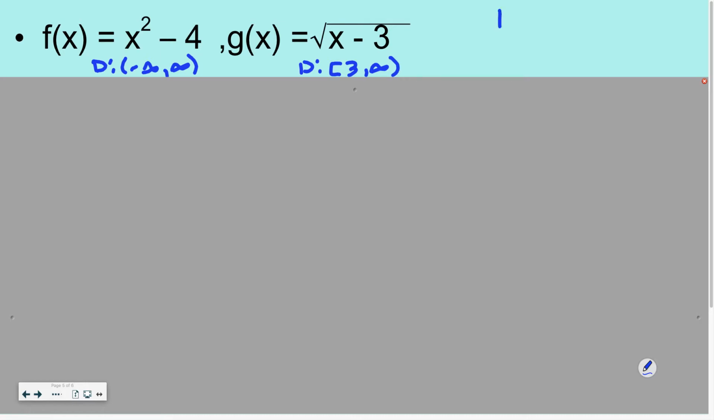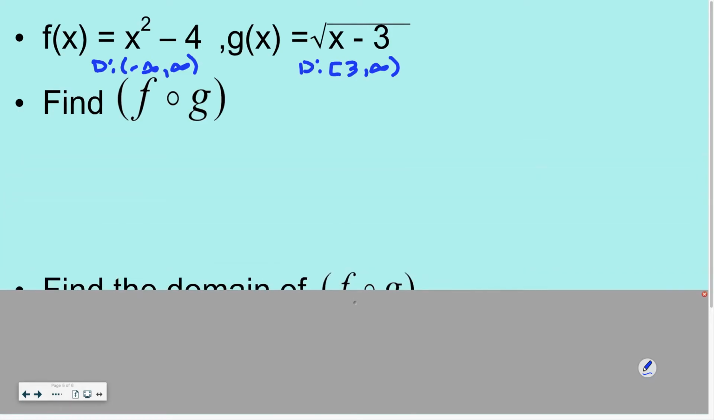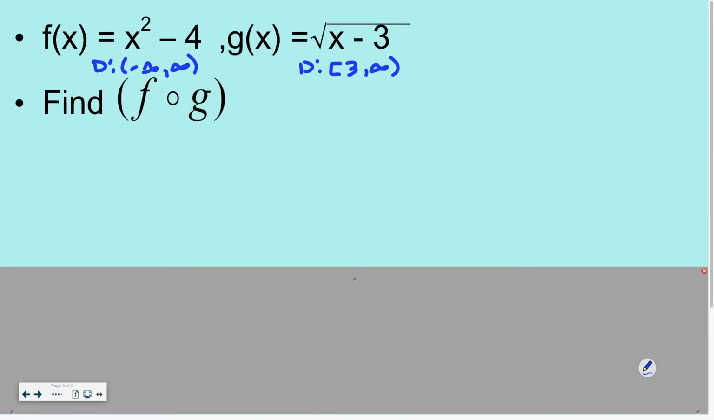Okay, I'll draw it up here for you. We have a square root shifted right 3. So our domain's from 3 to infinity. We don't actually have to graph it. We can think about what that looks like to be able to answer the question. Okay? All right. Do these domains overlap? Yes, so we can combine them. So let's go ahead and calculate f composed with g.